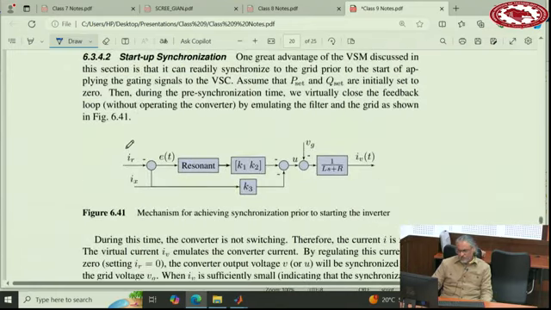One aspect of this VSM is the starting synchronization. Starting, because we don't have a PLL. If you want to really bring a PLL also to help with the starting synchronization, it's good. But otherwise, there are different mechanisms to start the system. One of them is explained here.